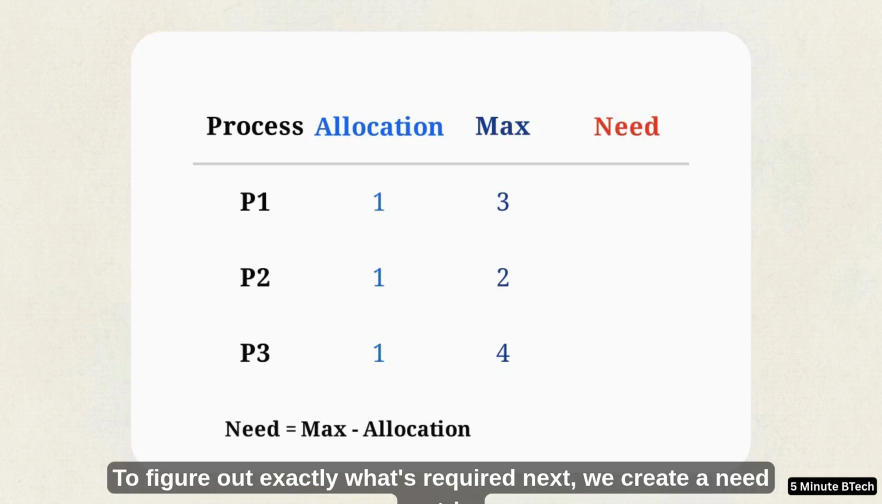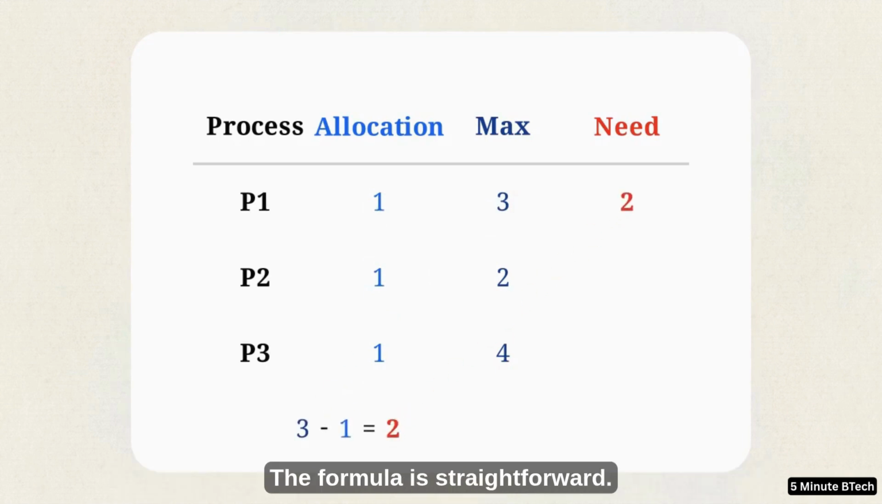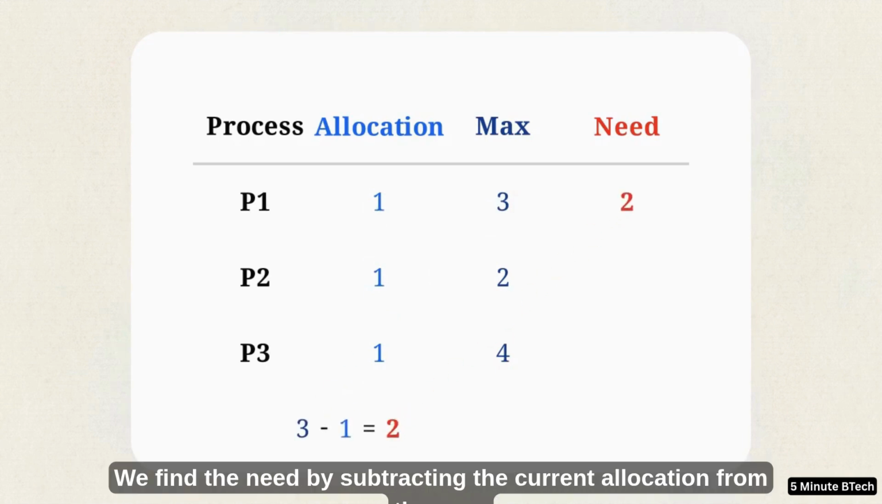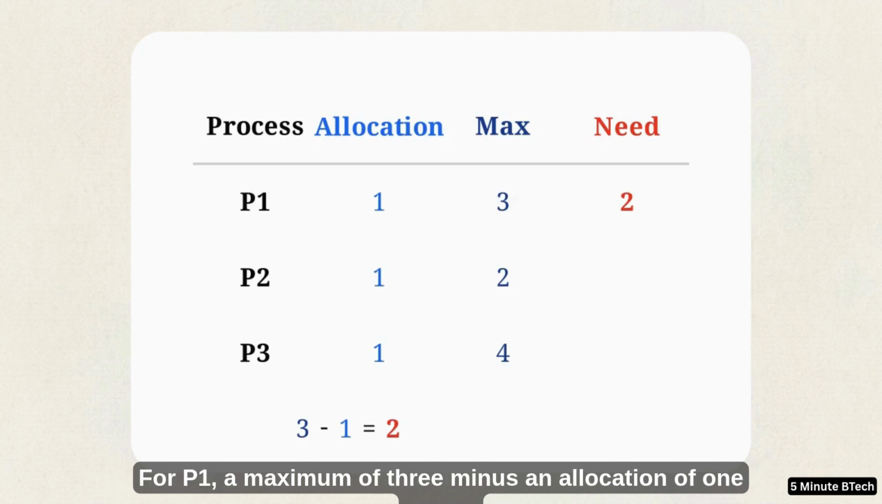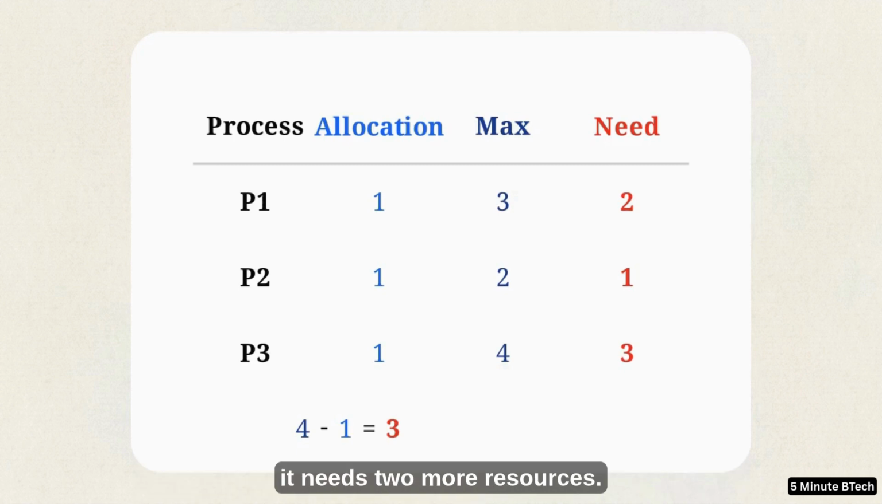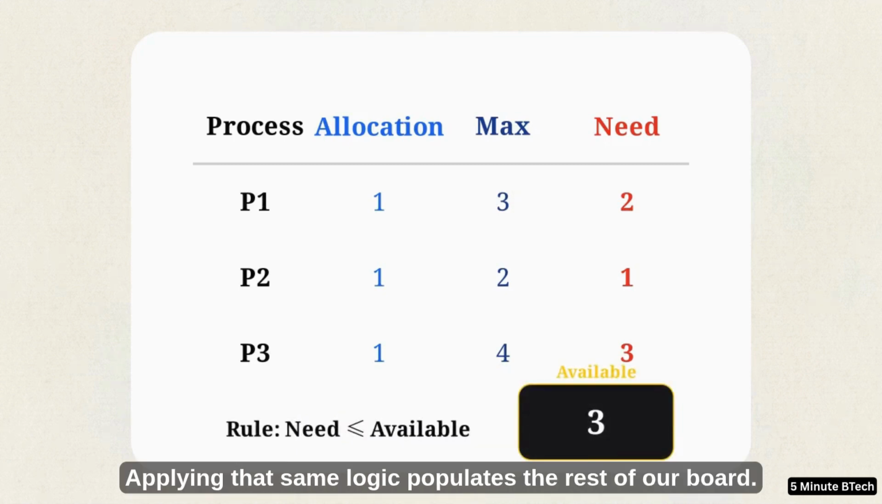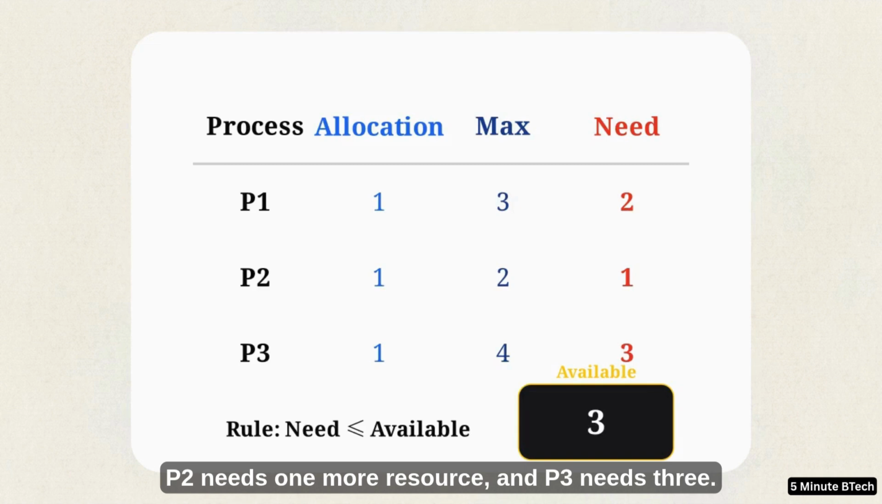To figure out exactly what's required next, we create a need matrix. The formula is straightforward. We find the need by subtracting the current allocation from the max. For P1, a maximum of 3 minus an allocation of 1 means it needs 2 more resources. Applying that same logic populates the rest of our board. P2 needs 1 more resource, and P3 needs 3.